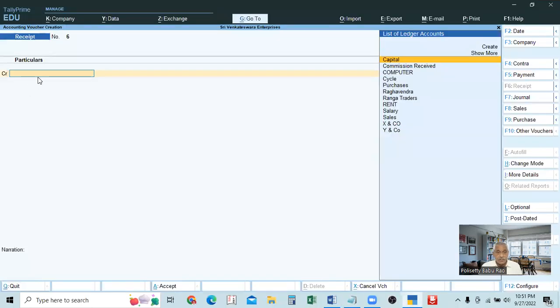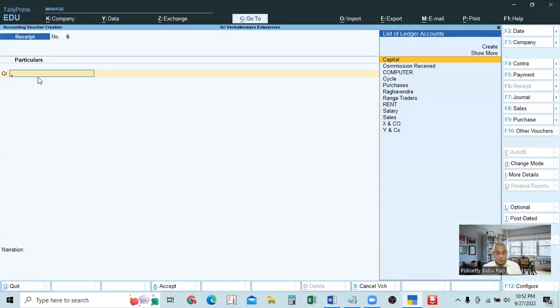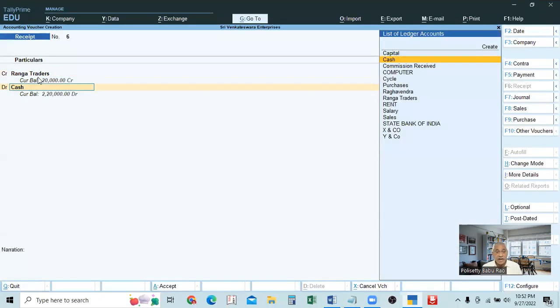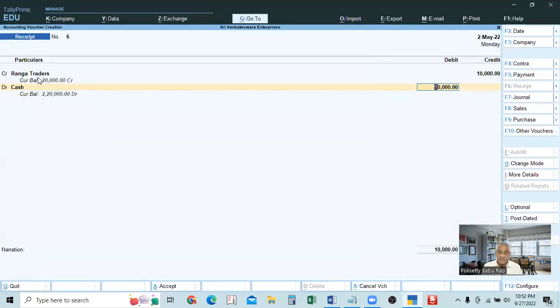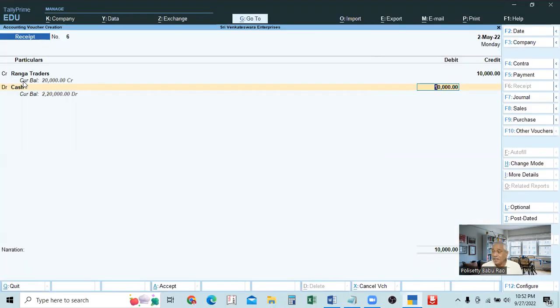Here we received. What do you first have to enter in the receipt? From where we received, how we received, why we received. We received from Ranga traders, so here you have to give Ranga traders, 10,000 rupees. And what you received, nothing is given, means cash only. Here, received as advance. How do you know it is advance? Whether it is paid against the due from him, because he has to pay money to us. So against that he paid, or it is advance. It is nothing like a loan.